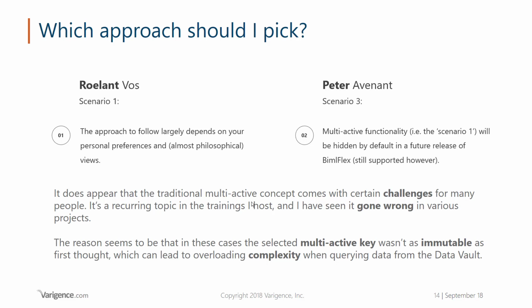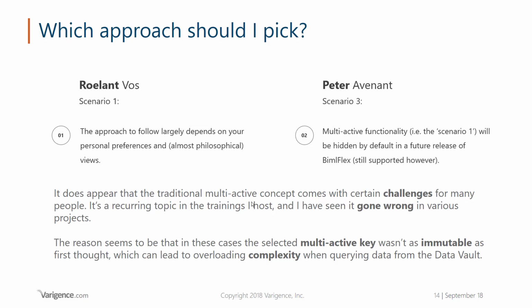Although scenario 1, in future releases, we'll actually start hiding that because of the amount of problems that it's causing with customers not quite implementing correctly. And I think the reason is in that last sentence there, taken verbatim out of Roland's blog: the reason seems to be that in these cases the selected multi-active key, so when you're creating that multi-active key, wasn't immutable.